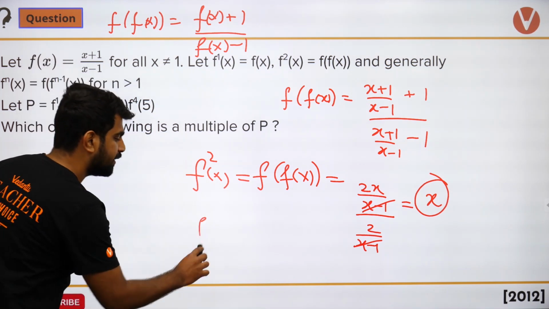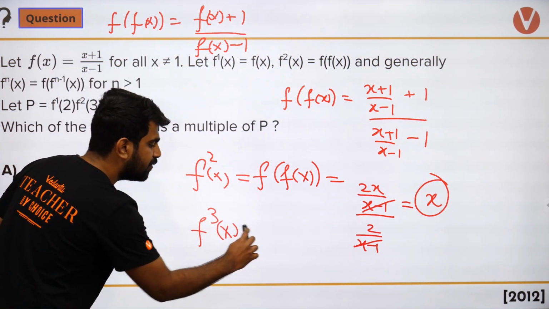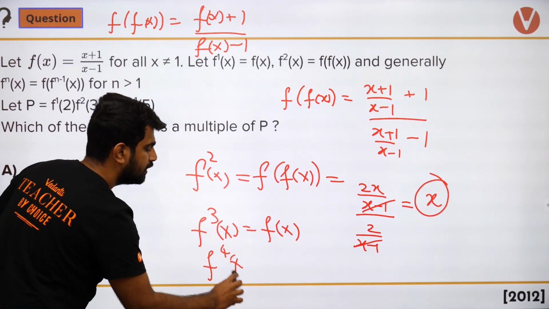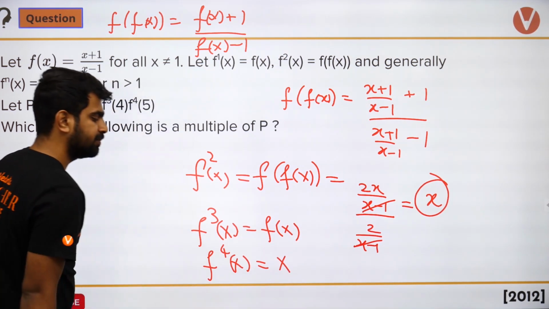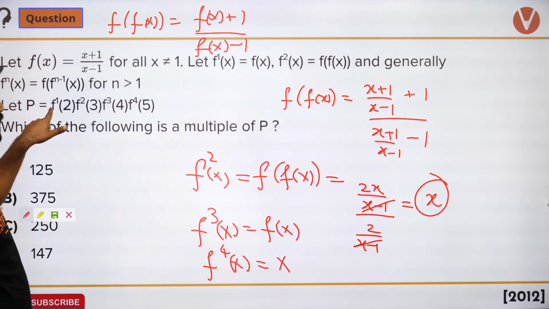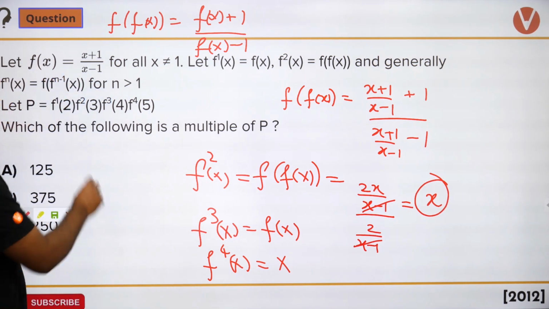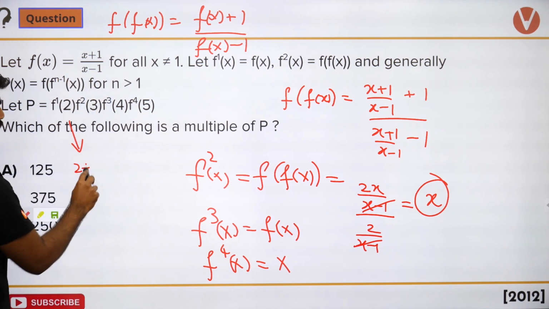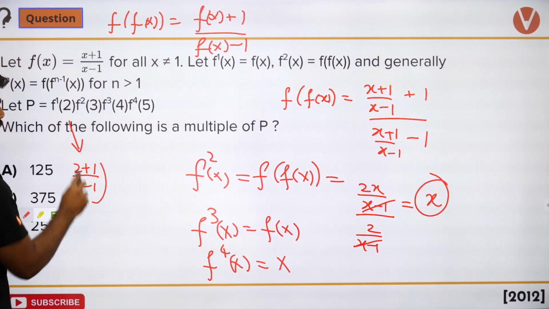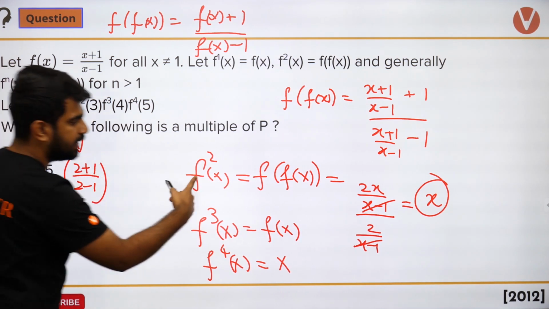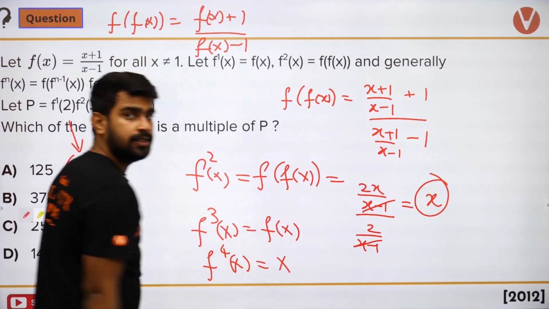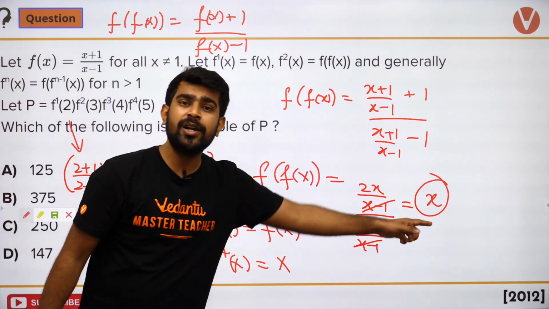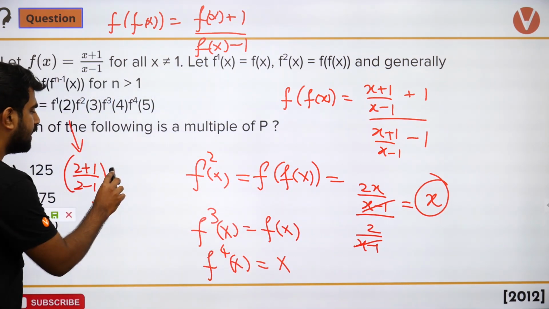Because what is f3 of x? f3 of x will be f of x. What will be f4 of x? f4 of x will be x. That's it, over. So put it back here. What is f1 of 2? f1 of 2 is 2 plus 1 by 2 minus 1. f2 of 3. f2 of x is what? It is x. f2 of x is x. So f2 of 3 will be 3 only. Done. Directly 3.